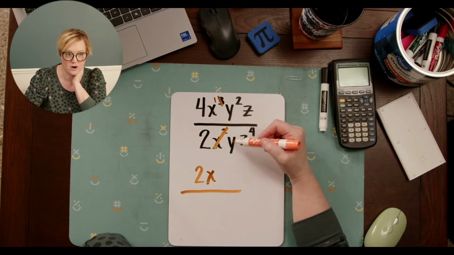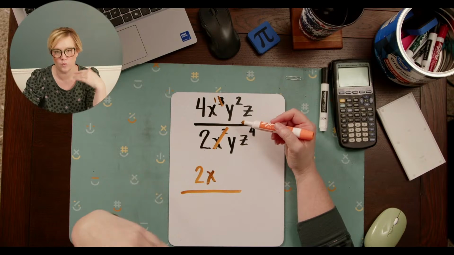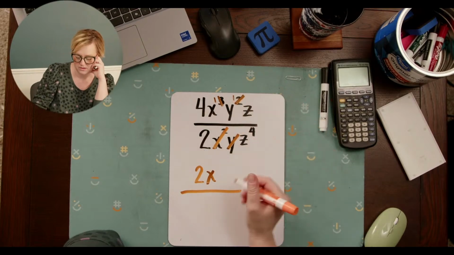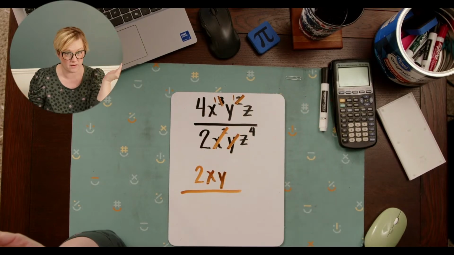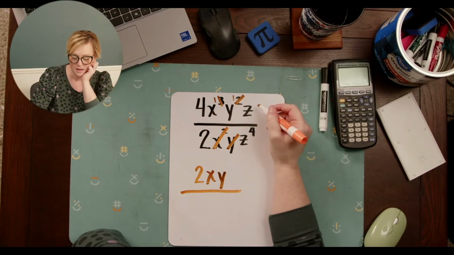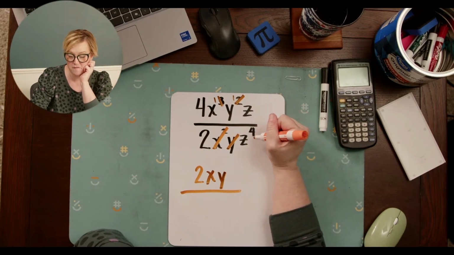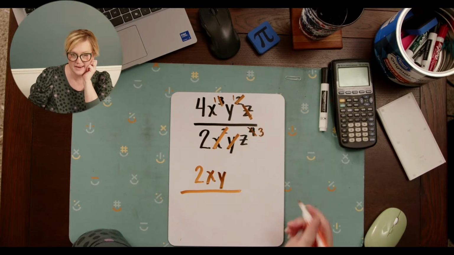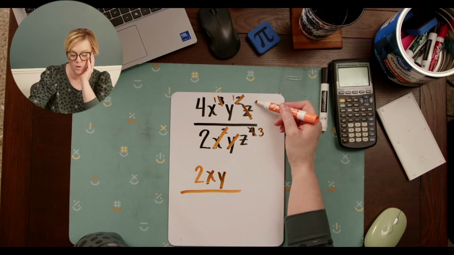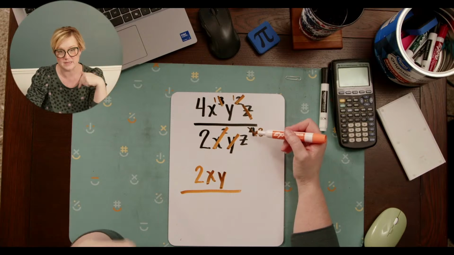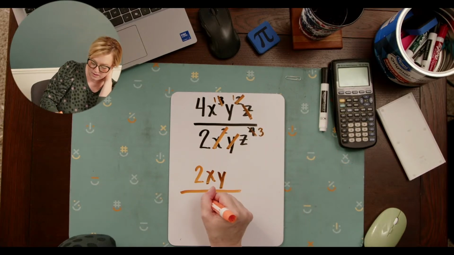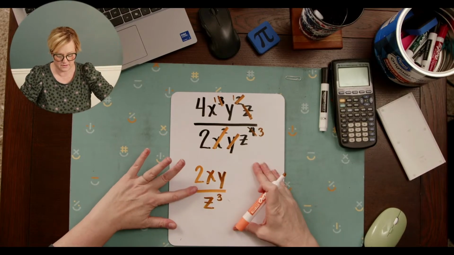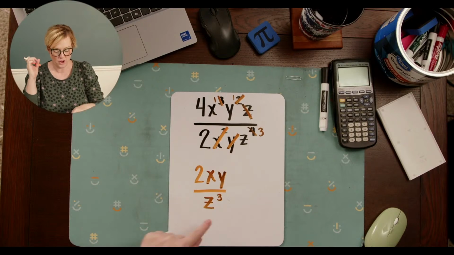Okay, so y squared over y to the 1, right? This one cancels out one of those, so we've got y to the 1, but we don't have to write the 1. Then we've got one z on top and z to the 4th on the bottom. So this one cancels out one of them at the bottom. Or you can look at 1 minus 4, which gives me -3, which means it goes on the bottom. So I've got 3 z's left on the bottom. So there, we've got 2xy over z to the 3rd.